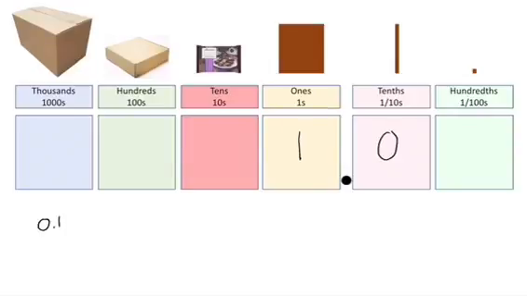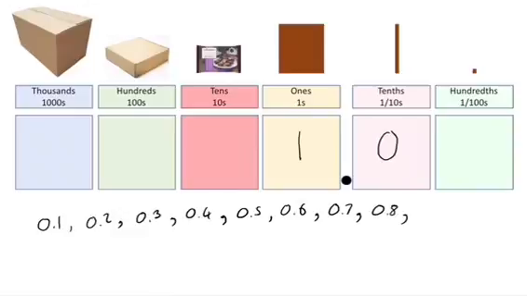So 0.1, 0.2, 0.3, 0.4, 0.5, 0.6, 0.7, 0.8, 0.9, 1, or 1.0 if you wanted to write it, but 1 whole one. And then we'd have 1.1, 1.2, 1.3, all the way up to 1.9, and then we'd have 2. And it would keep on going like that.